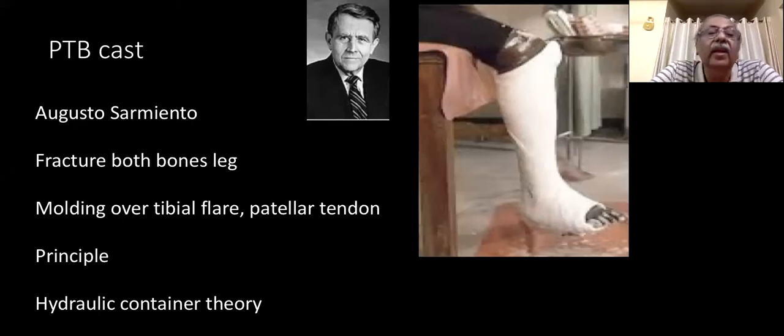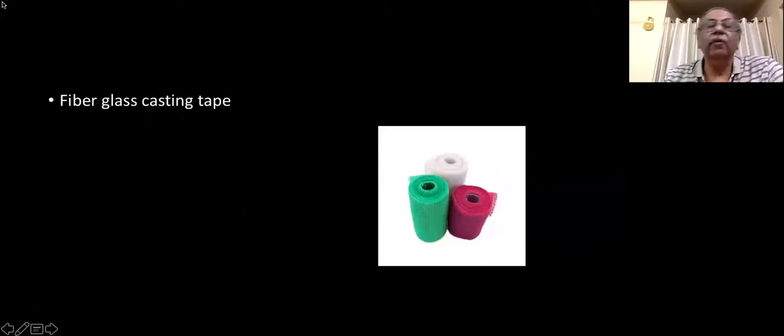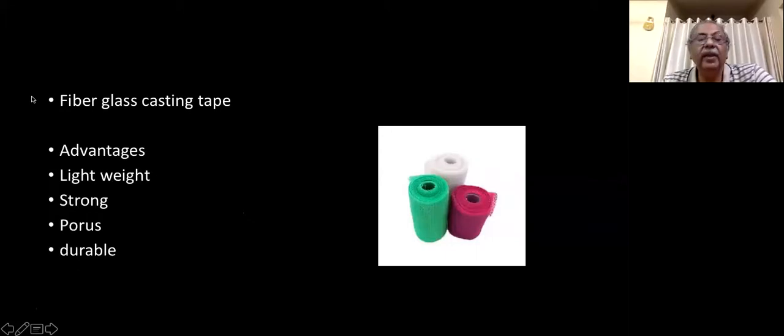That is the theory of patellar tendon bearing, or the cast bracing. Now, these type of modern plasters also are frequently used, and this is a fiberglass casting tape, and it is lightweight, strong, porous, and durable. But the disadvantage, it is very difficult to cut it.